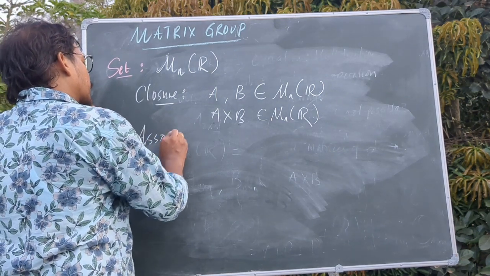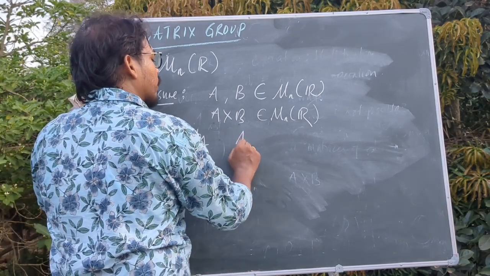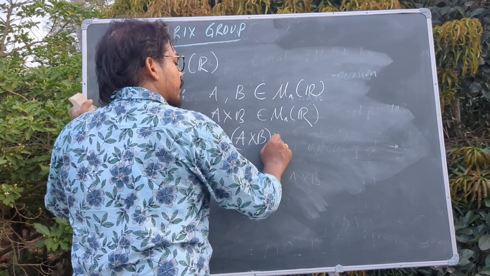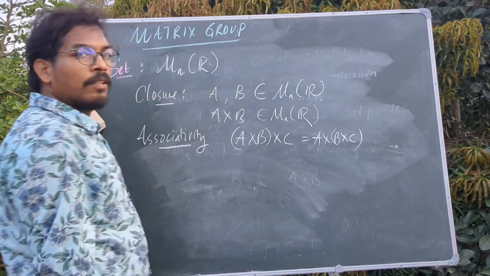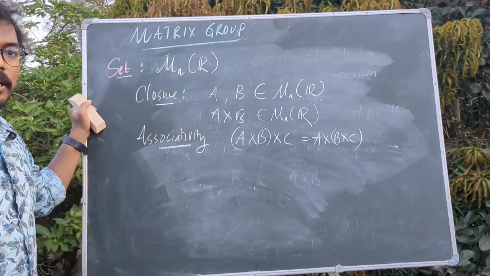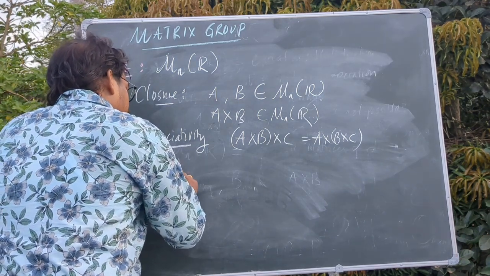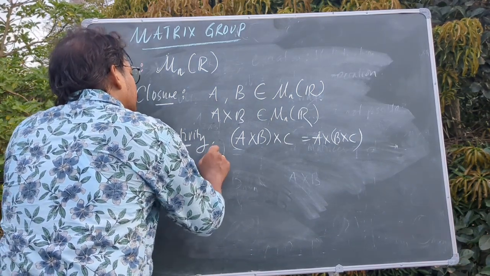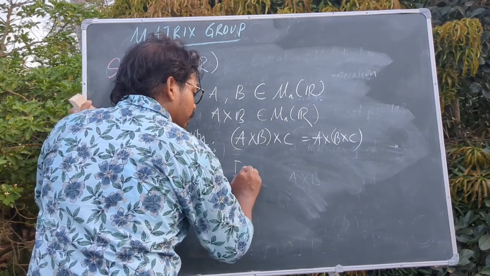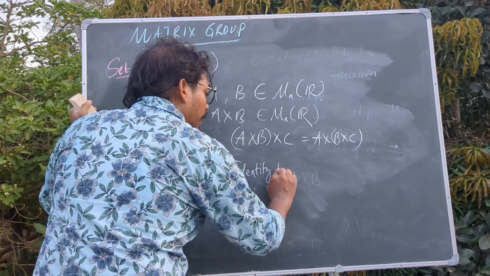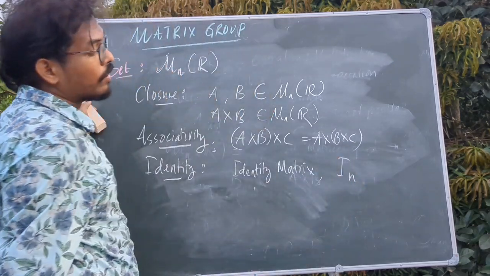Associativity. Matrix multiplication is associative, so A times B times C is the same as A times B times C grouped the other way. Hence the associativity property will also hold. Identity: there is one identity element, that is the identity matrix itself. The identity matrix of order n will work as the identity here.